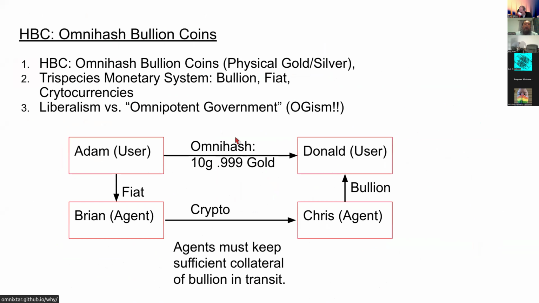Now, this is actually an imaginary system, which I call the tri-species monetary system. Remember, when we have the blockchain, it really is about exchange between cryptocurrency and fiat money, like the US dollar or whatever national currency. Now, tri-species means here we can add another one, which is bullion.